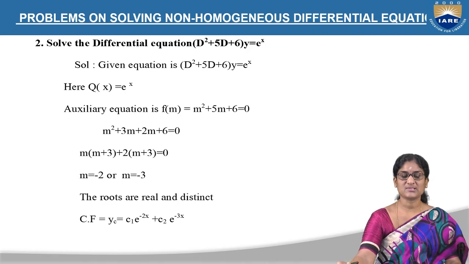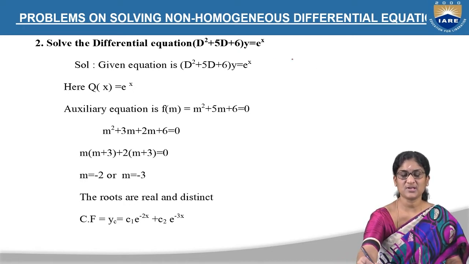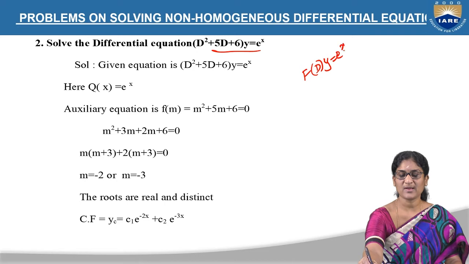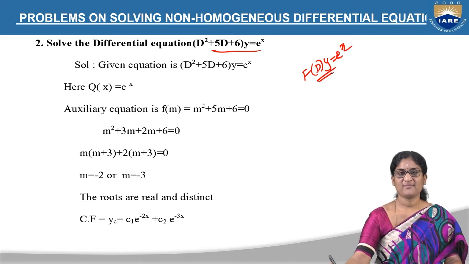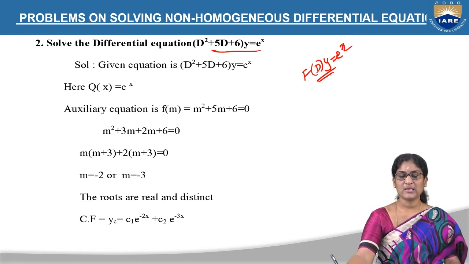Now let's go for the next equation. Solve the differential equation (D square plus 5D plus 6) y is equal to e power x. I have taken the simple non-homogeneous differential equation. Why I said that it is a non-homogeneous differential equation? Because the given equation is in the form of f of D into y is equal to e power x. So here Q of x is equal to e power x.